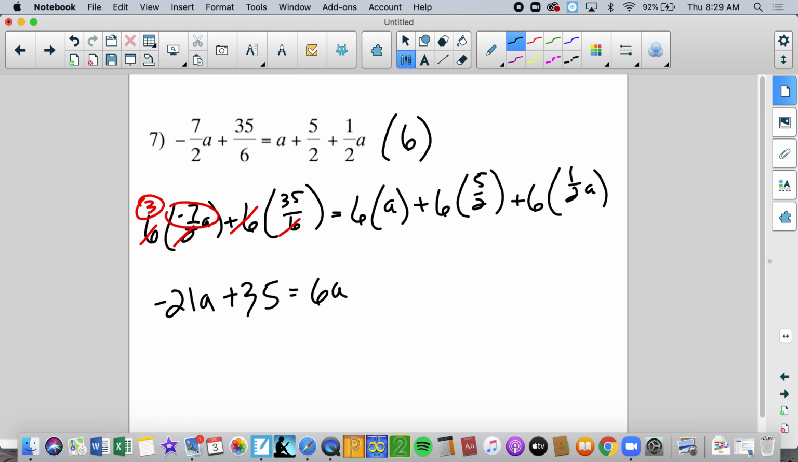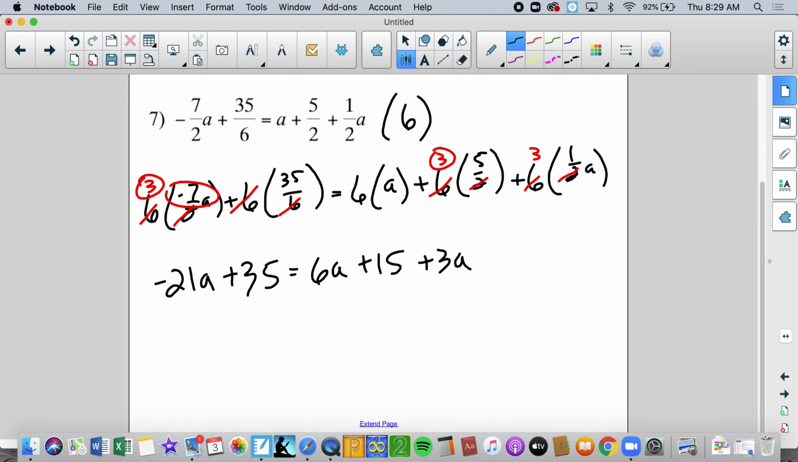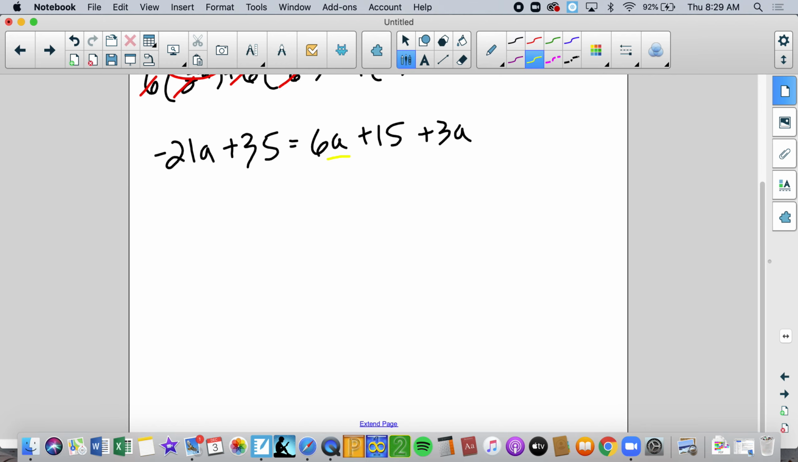We notice that both of those are in the numerator. There's nothing to cancel, so we just multiply across there. 2 in the denominator cancels with 6 in the numerator. 3 times 5 is 15. And the 2 cancels with the 6 to make 3a. We have like terms on the same side of the equal sign, 6a and 3a. Those are on the same side, so we're going to simplify those. And we do that before we move anything, so that's 9a plus 15.